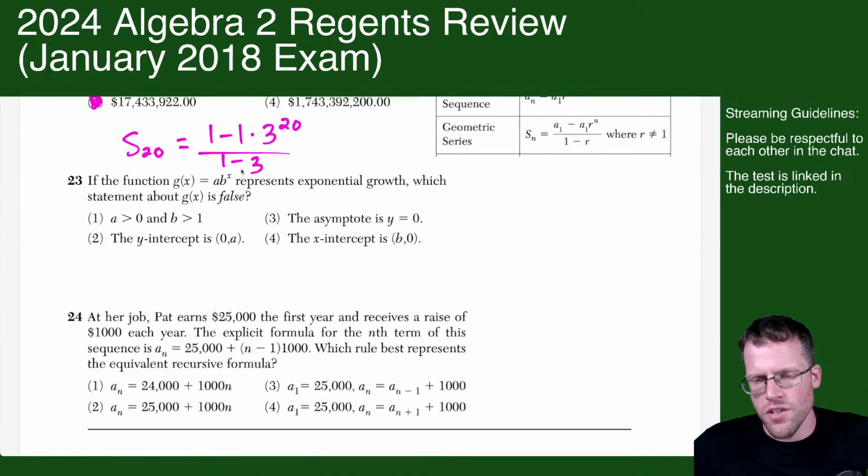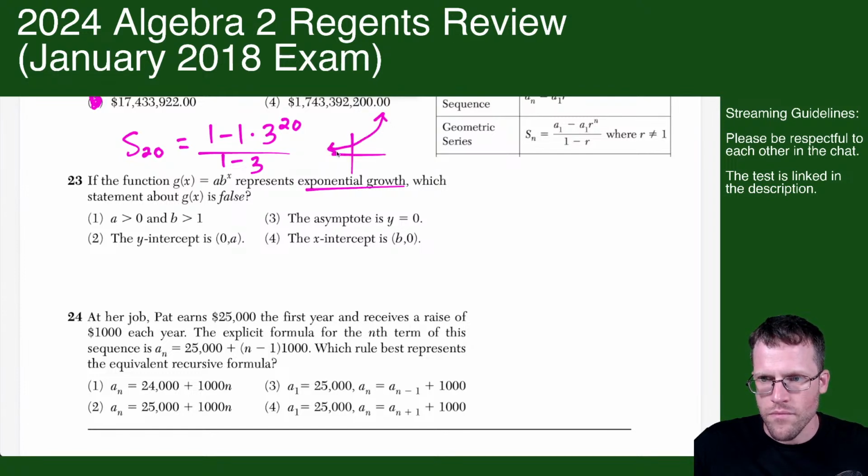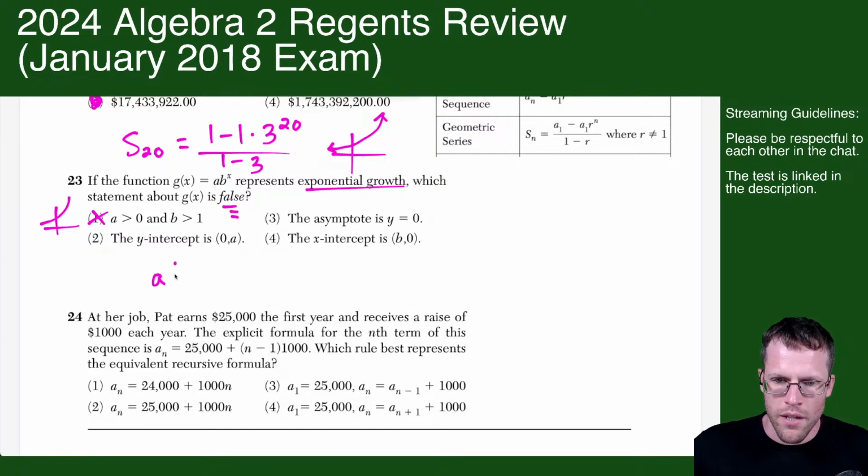All right, if the function g of x equals a times b to the x, and it represents exponential growth. So exponential growth means it should look like this, not exponential decay. Which statement about g of x is false? So we want the one that's false. So here, a is greater than 0 and b is greater than 1 would definitely be exponential growth. Just pick out random numbers and it'll look like this. The y-intercept is 0a. That one also is true because if I plugged in x equals 0, I would get a times b to the 0, and that would give me a times b to the 0 is 1. That would get a, which matches this.